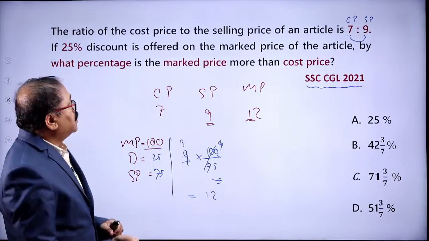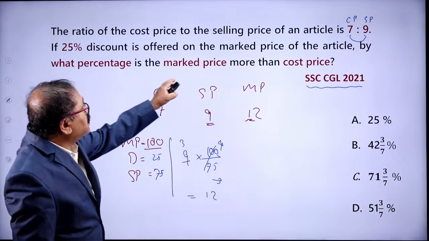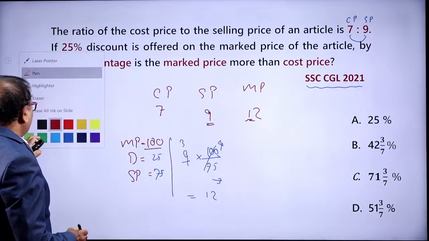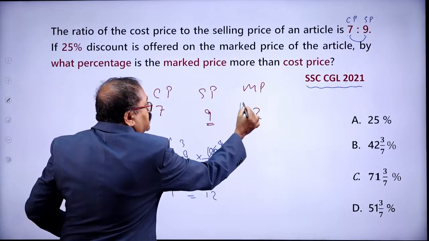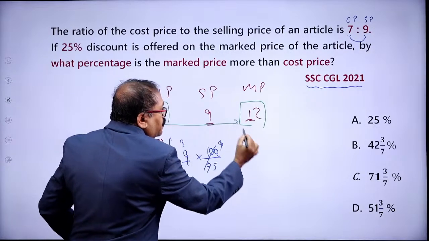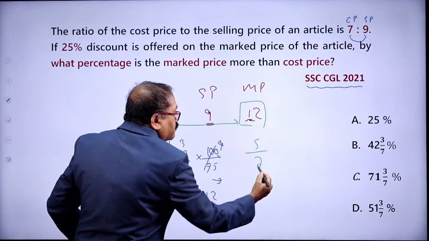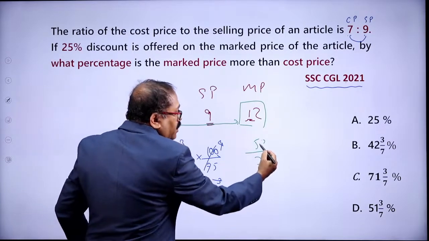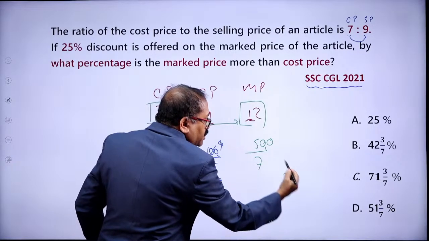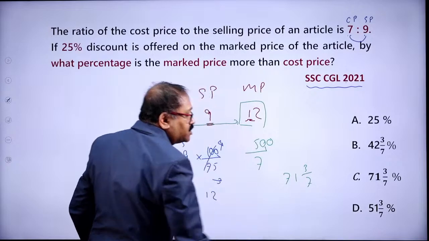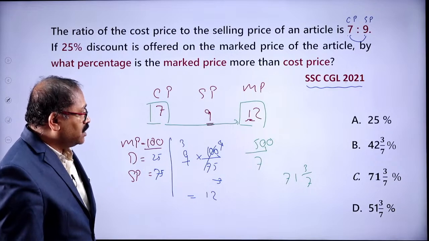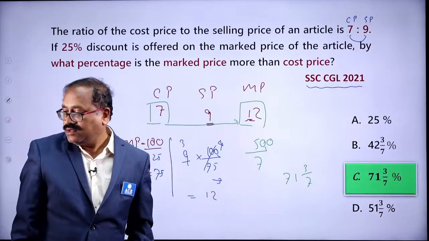What is the question? The question asks that what percentage is the mark priced more than cost price? So now look at this. By what percentage your mark priced is more than cost price? So here I notice that this is 5 more over 7. In other words, it is 500 divided by 7 and 7, 7, 49, this is 1, 7, 1, 7 and 3 by 7, that's your answer. Do we have option? Option C. That's right.